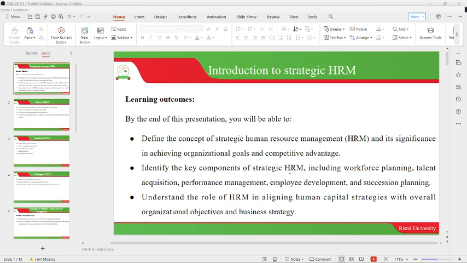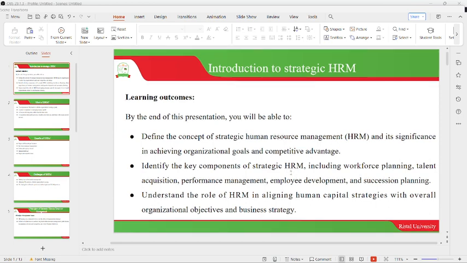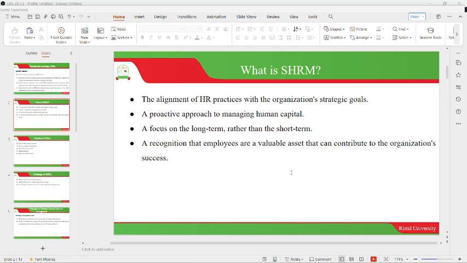By the end of this presentation, I expect you to define the concept of strategic human resource management and its significance in achieving organizational goals and competitive advantage. Identify the key components of strategic human resource management, including workforce planning, talent acquisition, performance management, employee development and succession planning, and finally, understand the role of human resource management in aligning human capital strategies with the overall organizational objectives and the business strategy.